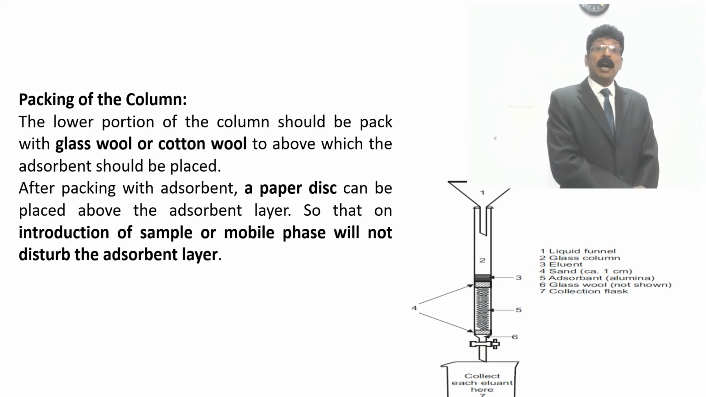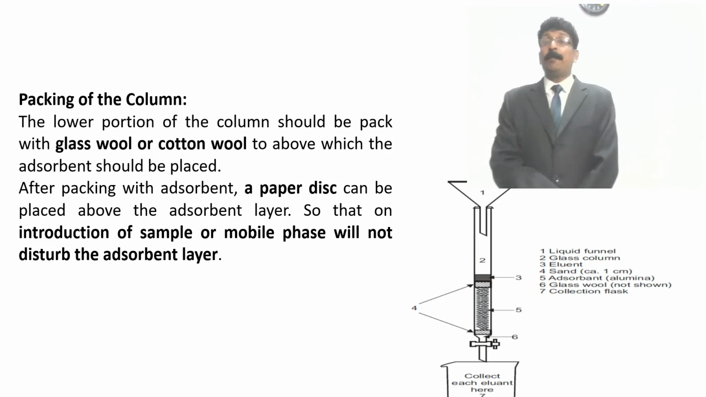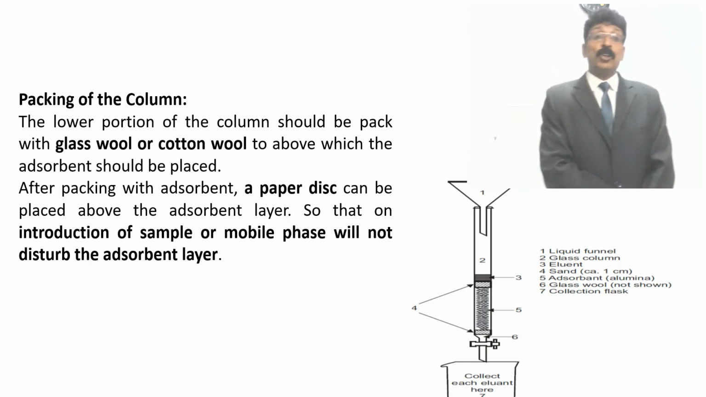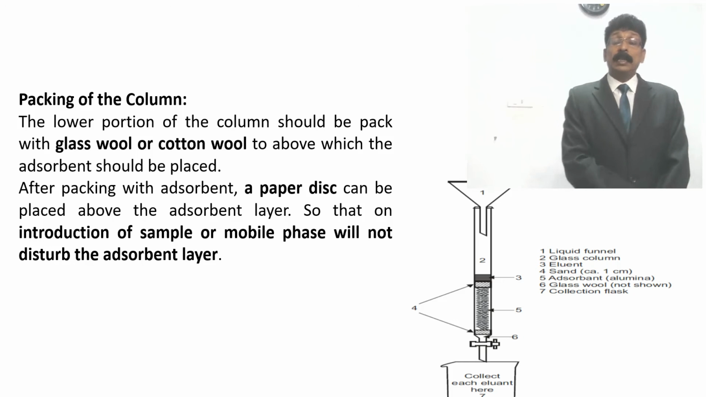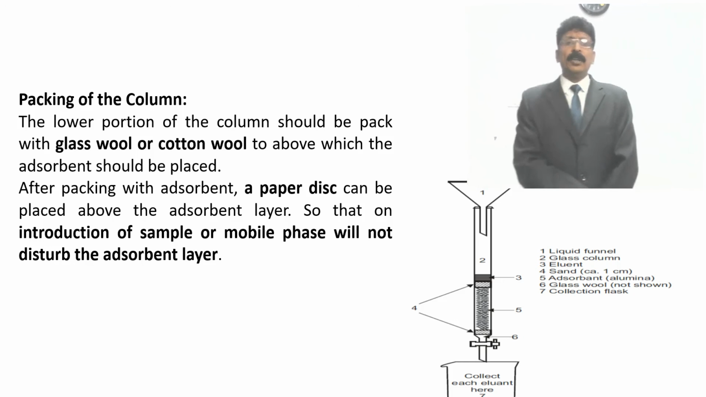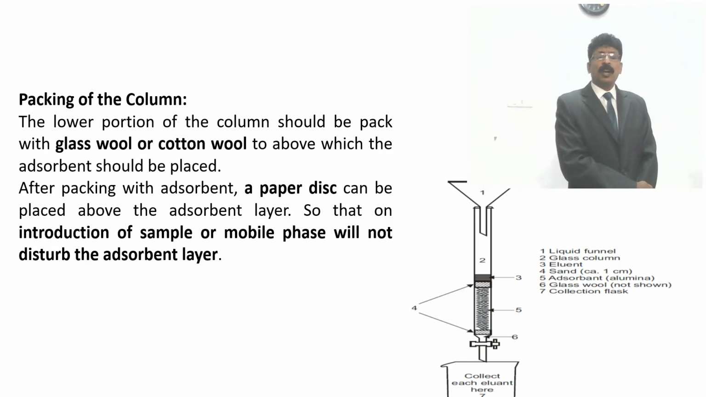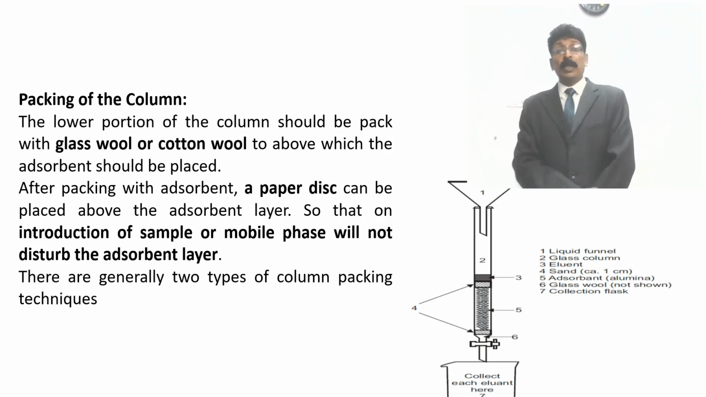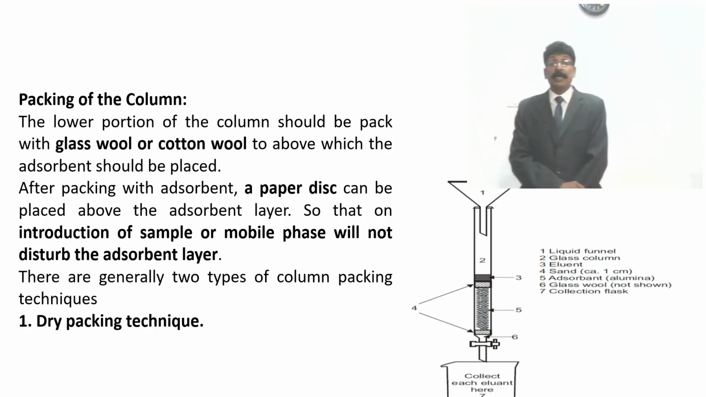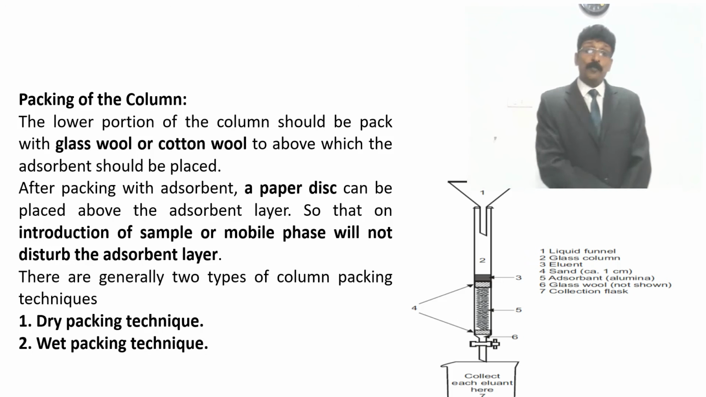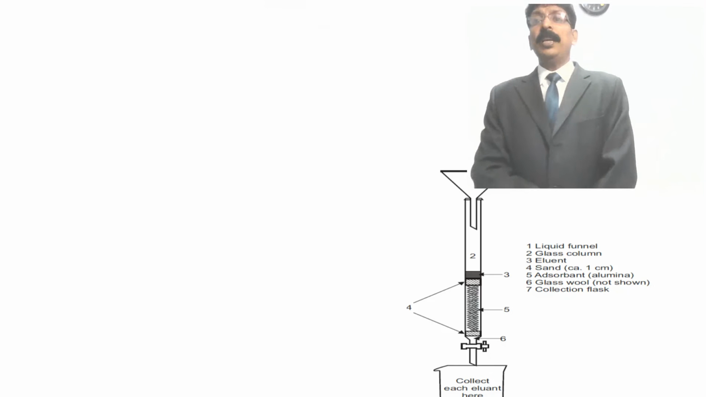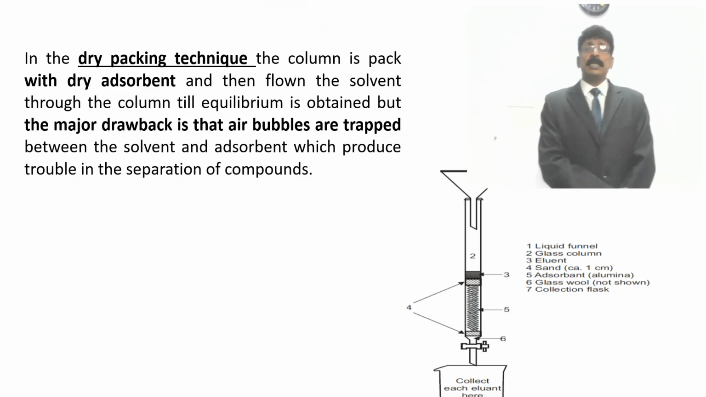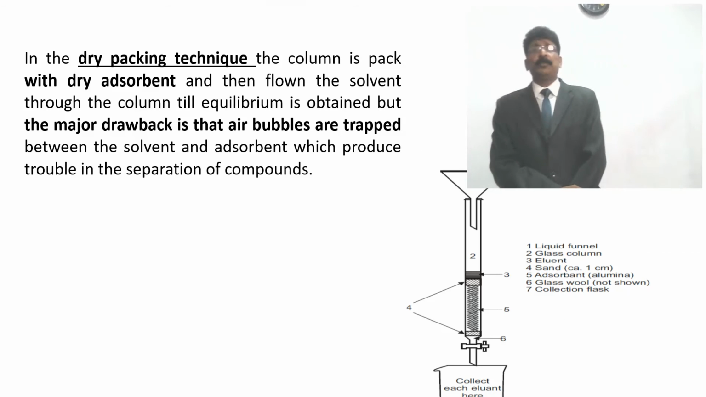After packing with adsorbent, a paper disc, even a filter disc, can also be kept on top of the adsorbent layer, so that the introduction of the sample in the mobile phase will not disturb the adsorbent layer. There are 2 types of column packing: dry packing and wet packing techniques. What is the difference between them, and what are the defects? It is very simple to discuss.